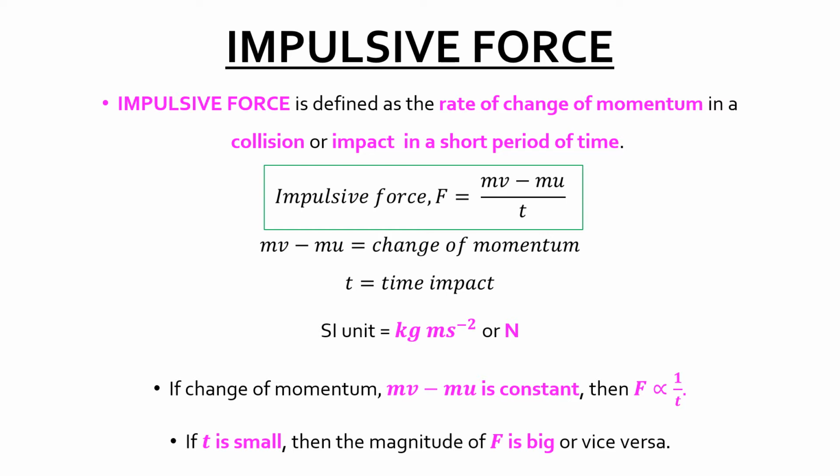What is the relationship between impulsive force and the time impact? Well, based on the equation, we can say that if a change of momentum is constant, then the impulsive force is inversely proportional to the time impact. It means that if t is small, then the magnitude of F is big, or vice versa. Now we have learned about impulse and impulsive force. Let's do an experiment. An egg drop experiment. I assure you this is going to be fun.